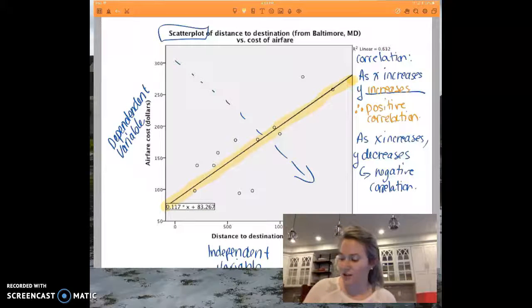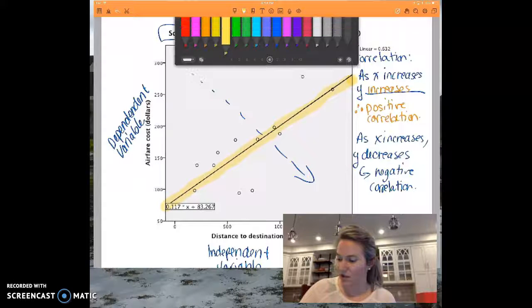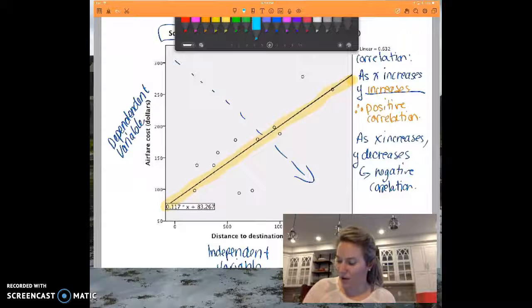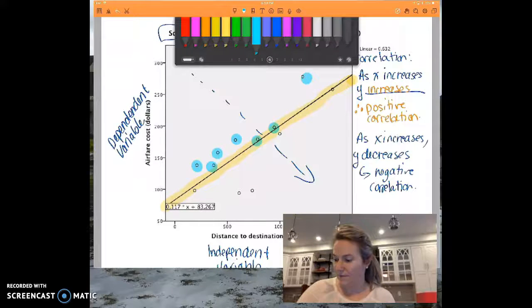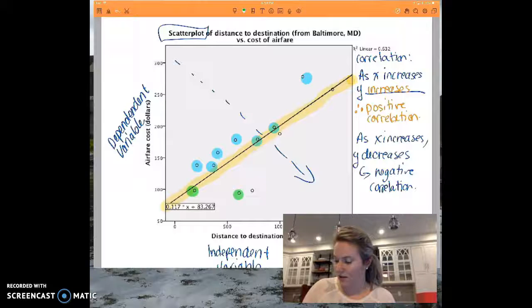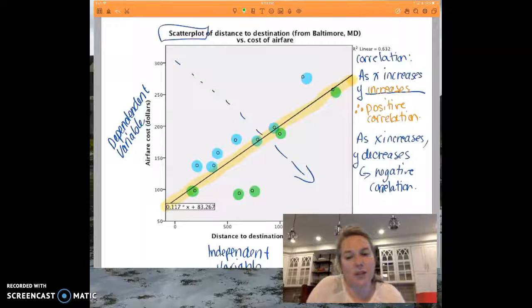So you'll notice that there are, I'm going to change this color, 1, 2, 3, 4, 5, 6, 7 points above, and 1, 2, 3, 4, 5 points below. So those should be split pretty evenly. Ideally we'd have 6 and 6, but sometimes it's impossible to get a line to split them that evenly.